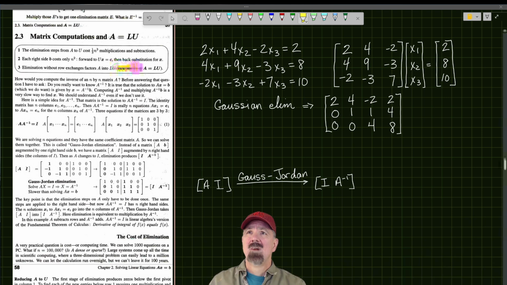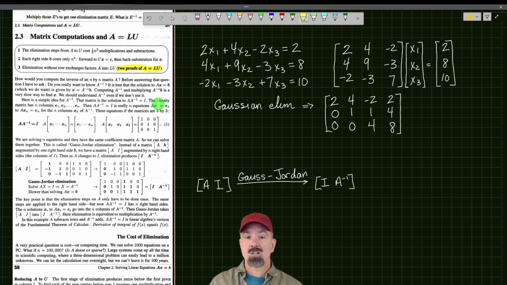And then we have a couple of proofs of A equals LU. Of course, we don't do proofs in this class, but there is information for us to learn from the proofs. So starting out here, it's really a conversation about the inverse and the application of solving systems of equations to multiple right-hand side vectors. We'll get to that in a second.